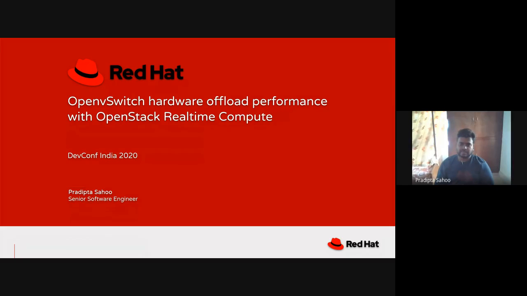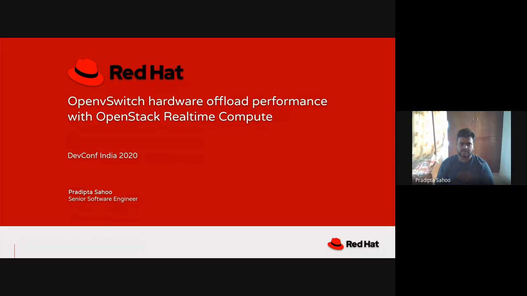Hello everyone. Today we'll discuss OpenvSwitch hardware offload performance with an OpenStack real-time compute node. OpenStack supports OpenvSwitch hardware offload and real-time from the Queens release onwards. As an experiment, we explored OpenvSwitch hardware offload support with a real-time kernel to evaluate the performance of OpenvSwitch for deterministic traffic rate.